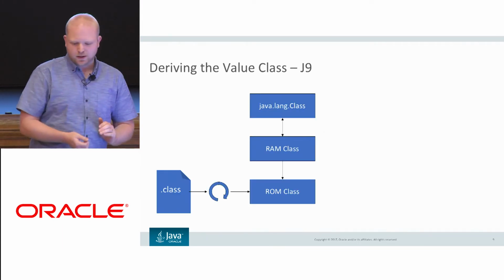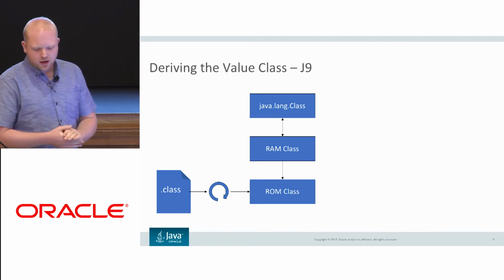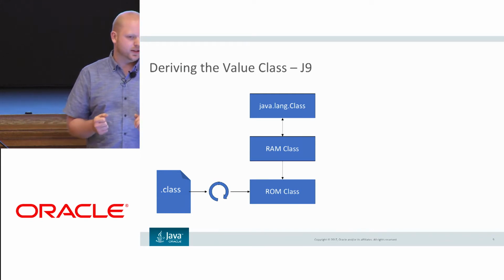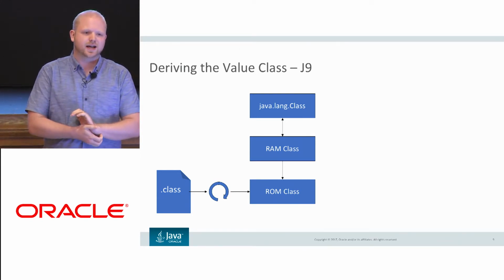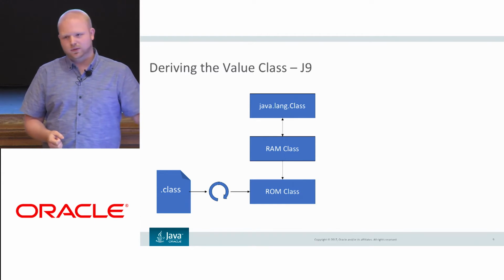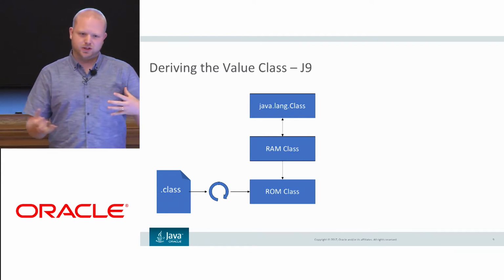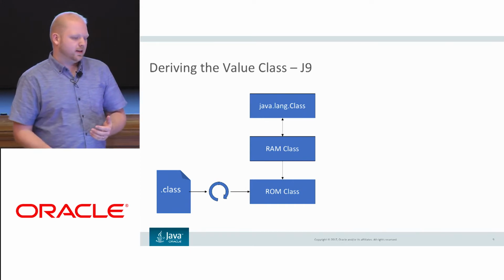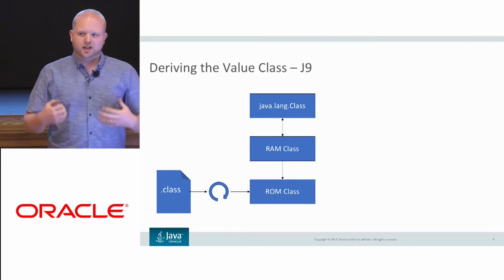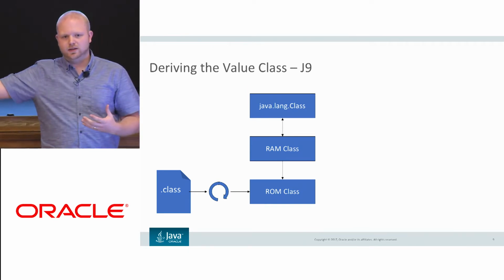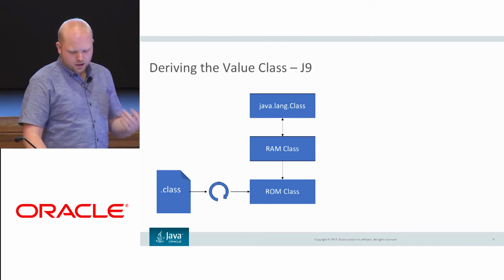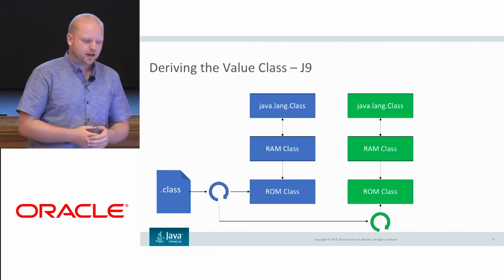In J9, our derivation works like this. Well, let's quickly cover the J9 class data structures first. When we get a class file, we convert that into what we call a ROM class, which is really just a different data structure representation of the same thing, all symbolic data. And then we put a RAM class on top of that, which is the live data, and then we also need to tie in the java.lang.Class object. So initially, when we started working on this problem, we just said, okay, let's create a second set of these data structures.